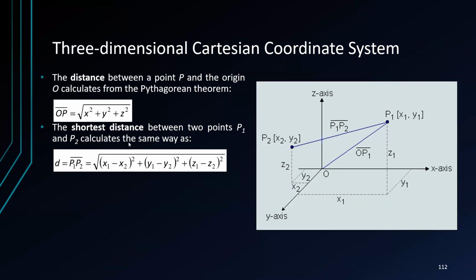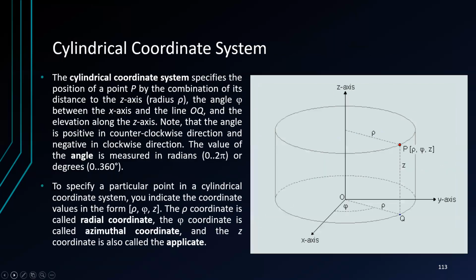Then, the shortest distance between two points, P1 and P2, simple straight line yan, is calculated the same way as D is equal to bar P1 P2 is equal to the square root of X1 minus X2 squared plus Y1 minus Y2 squared plus Z1 minus Z2 squared, square root. Yan. Same lang.